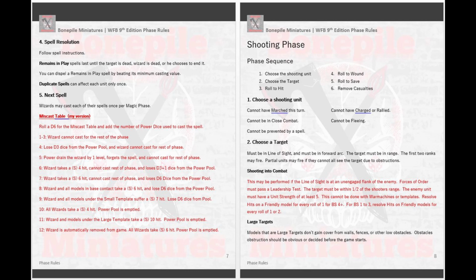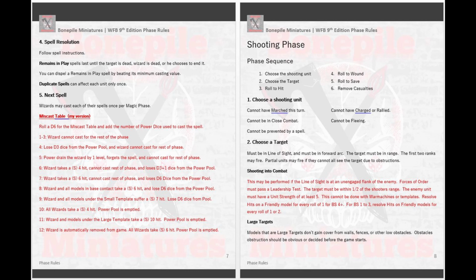11, the wizard and models under the large template take a strength 10 hit. The power pool is emptied. And then finally number 12, the wizard is automatically removed from the game and all wizards take a strength 6 hit. The power pool is emptied.